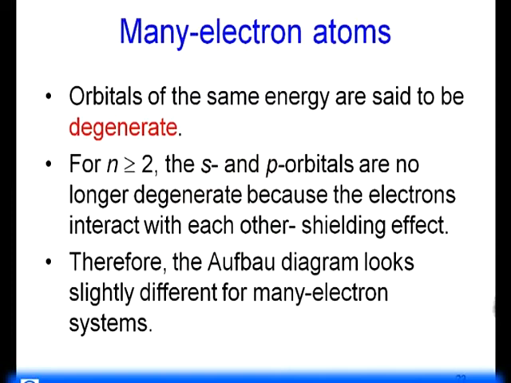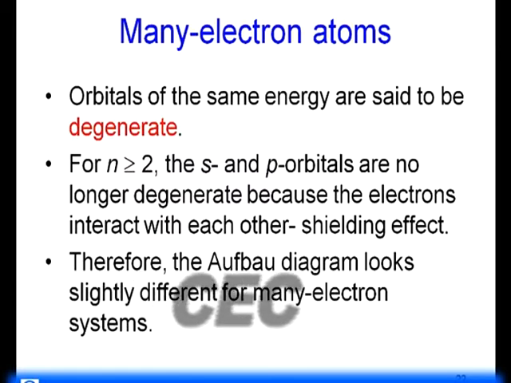Now when n becomes equal to or greater than 2, the s and p orbitals no longer have the same energy. In fact, the 2s orbital will have a lower energy than 2p, and this is because of the shielding effect.